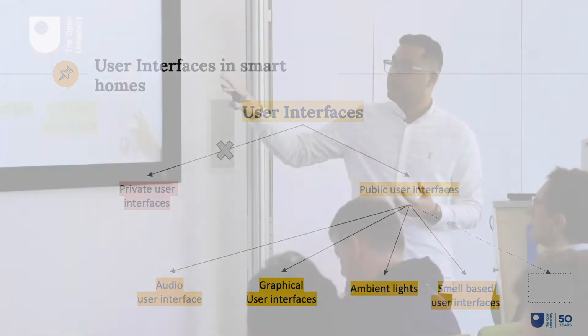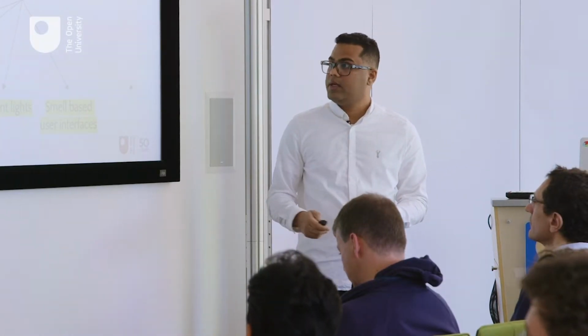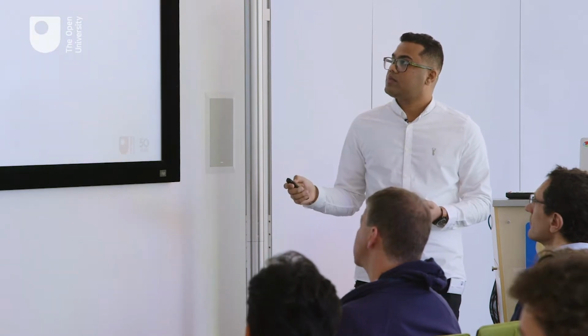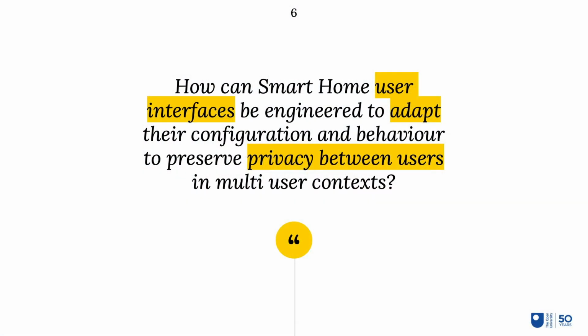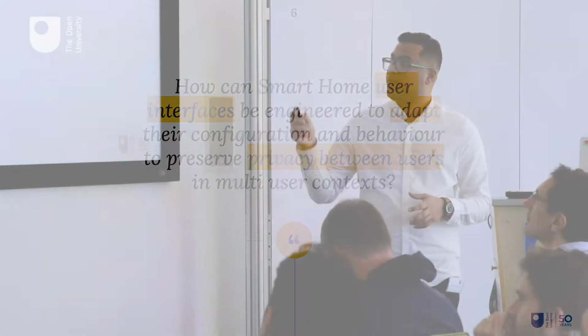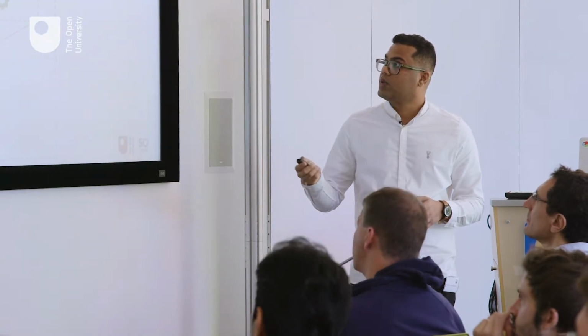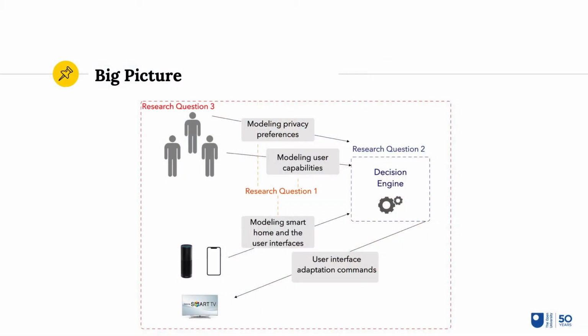So I'll be focusing on that aspect of user interfaces in my research. This is my research question: how smart home user interfaces can be adapted in a way that helps to preserve the privacy of smart home users in a multi-user context. I've broken this down into 3 sub-questions. So this is the big picture.